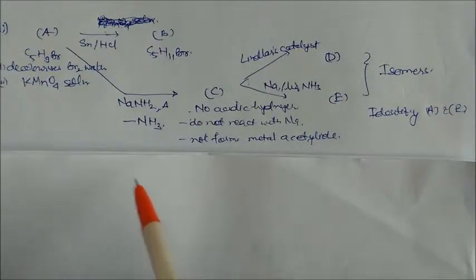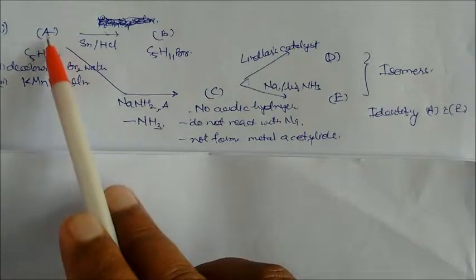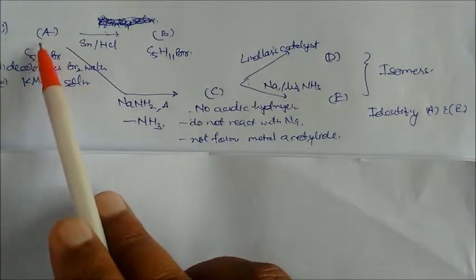So from here it is very clear that it can decolorize bromine water and KMnO4. So this must be an alkene compound. Not alkene, it can be an unsaturated hydrocarbon.